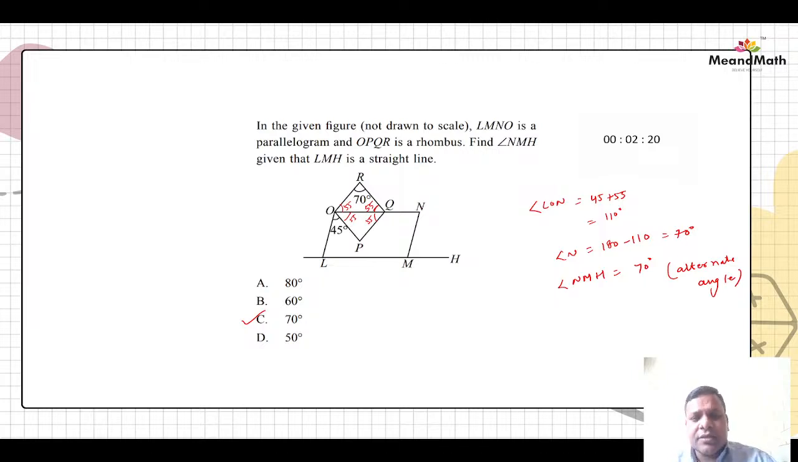That's an easy question. It looks difficult, but it's not a difficult one. You have to use the property of rhombus, then use the property of parallelogram. What is the property of parallelogram? Opposite angles are equal, and in a rhombus, all sides are equal. Okay, let's move on to the next one.